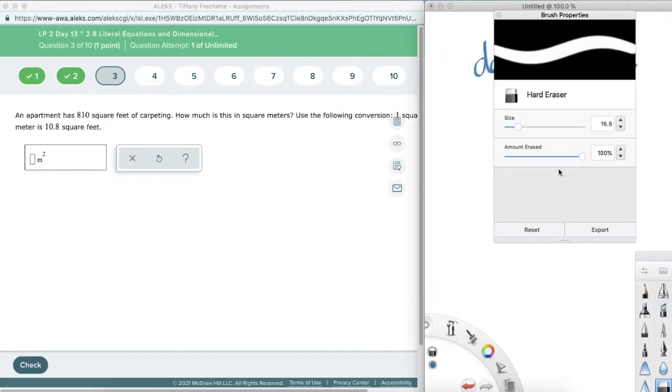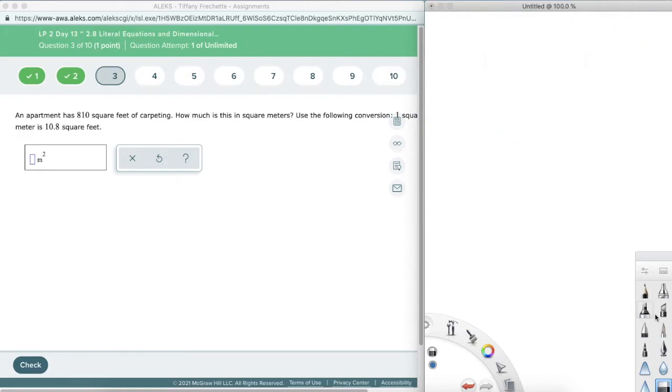And I'm just going to make it really big, so I can just erase that really quick. I don't have to keep hitting new. So an apartment has 810 square feet of carpeting. How much is this in square meters? All right, so we're going from square feet to square meters. So this is our conversion here.